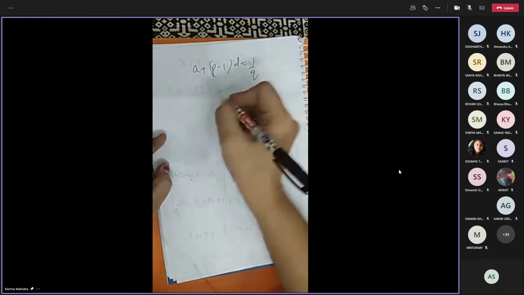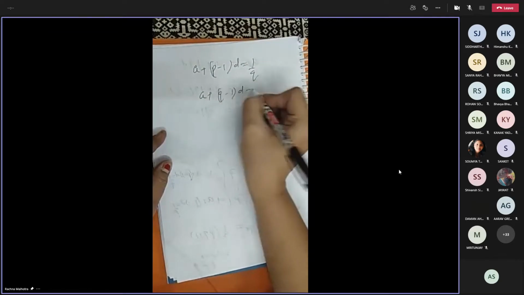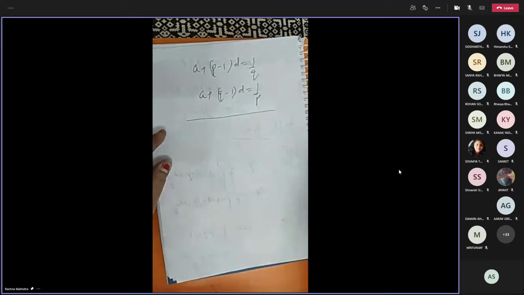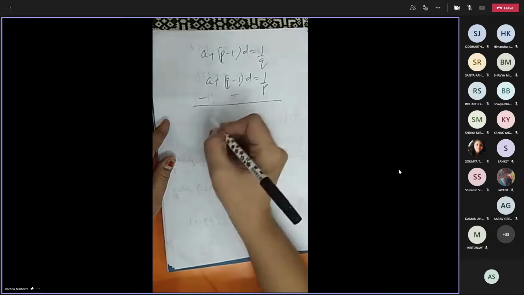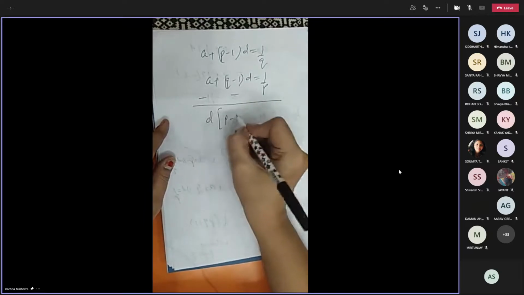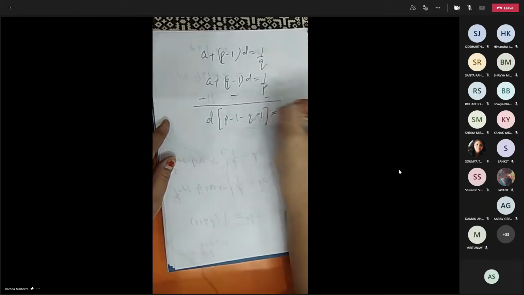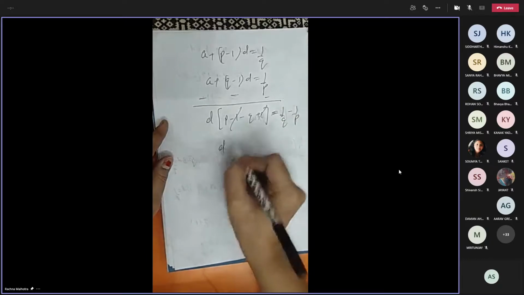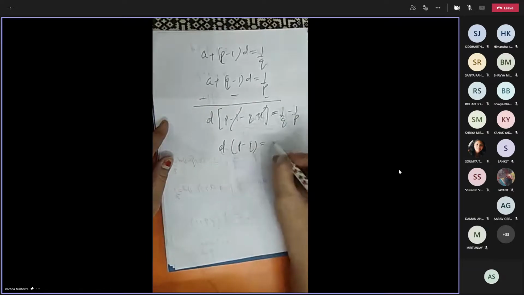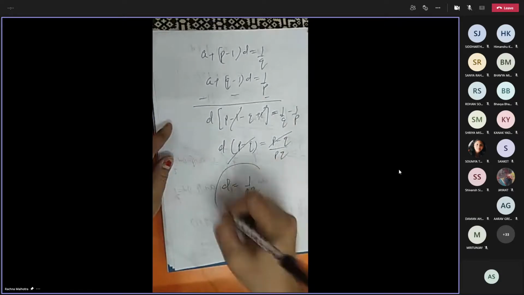So the pth term is 1 by Q, the qth term is 1 by P. So you can use the elimination method to find A and D. So what will be D now? 1 by Q minus 1 by P. So this is D times (P minus Q), and (P minus Q) by PQ. You can cancel out P minus Q. What is D now? 1 by PQ.